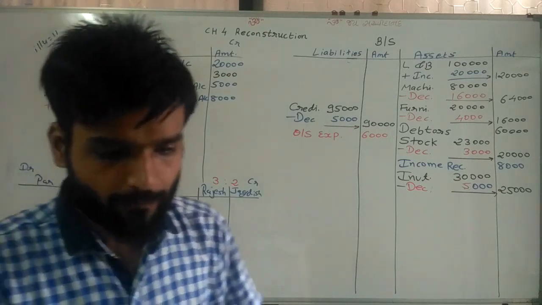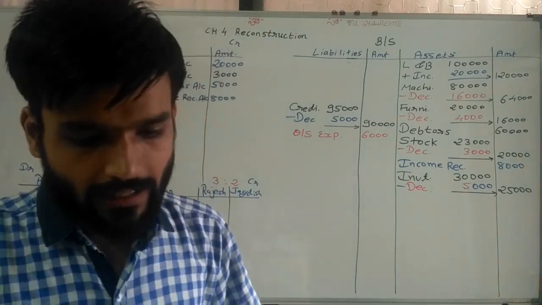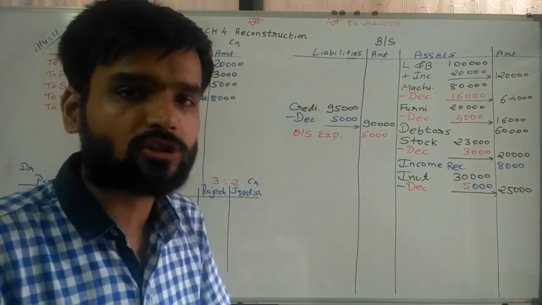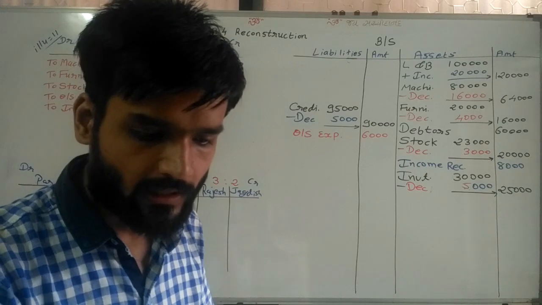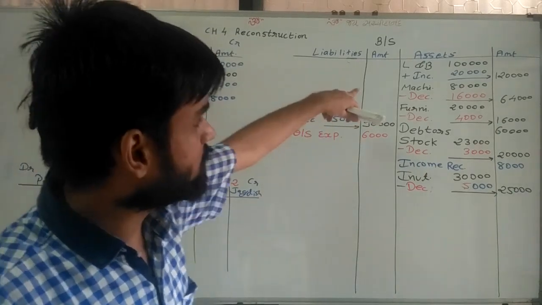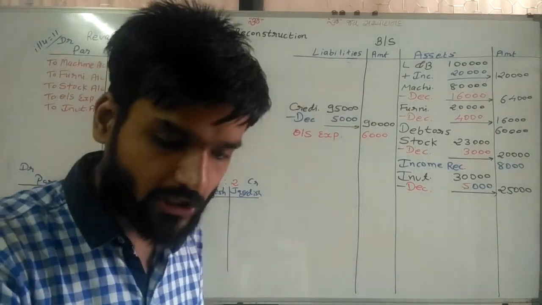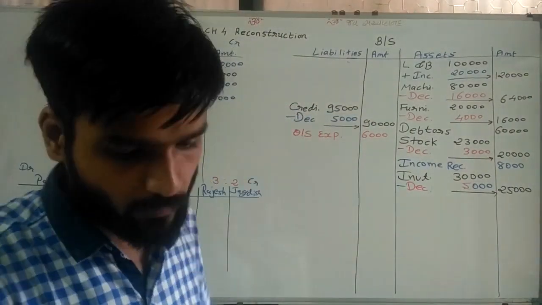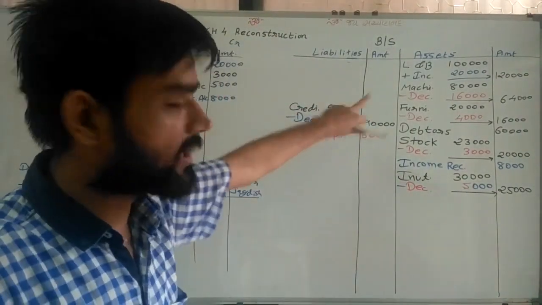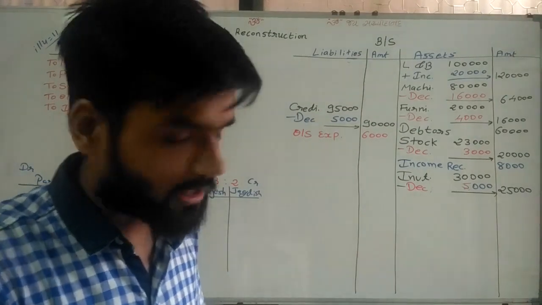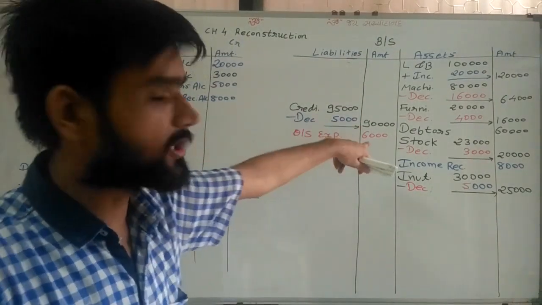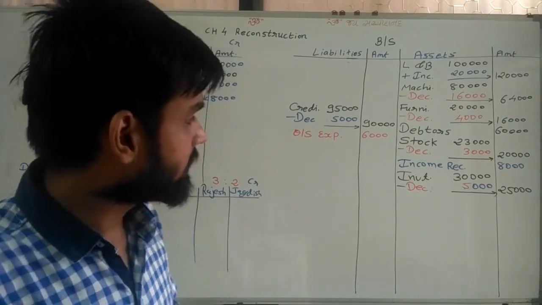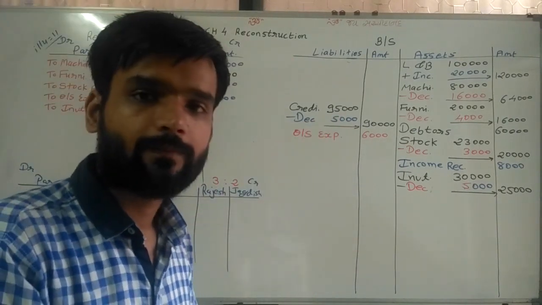So first of all, I am reading the question. Asset side, land and building. Sir, land and building effect is already given. Second, machinery given. So machinery effect also given. Furniture given. Furniture effect given. Then investments. Sir, investment return. Debtors effect already given. Sir, stock. Yes, sir, stock effect also given.